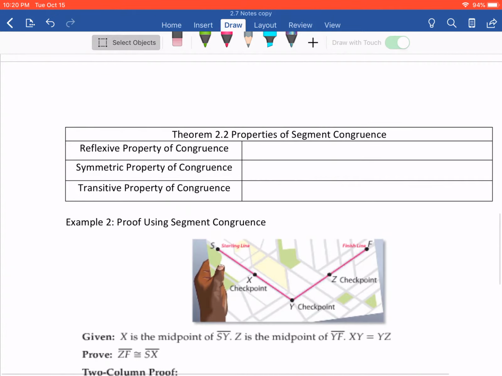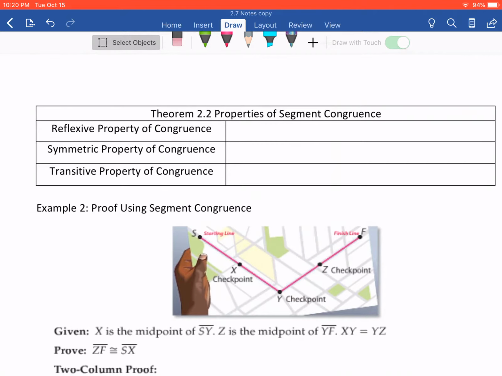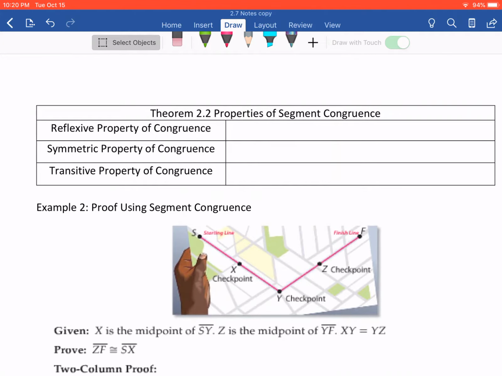So then we get into properties of segment congruence. You have seen this many times. We're going to see it again as we get into 2.7. The reflexive, the symmetric, and the transitive property. The reflexive property says that line segment AB is going to be congruent to line segment AB.